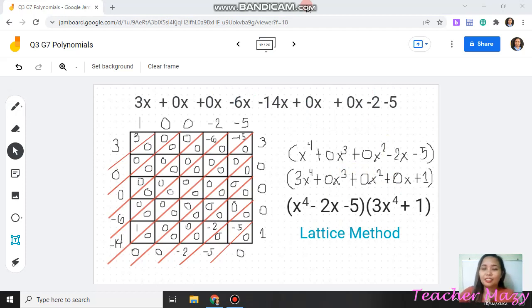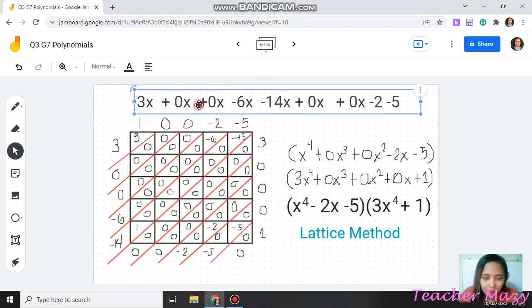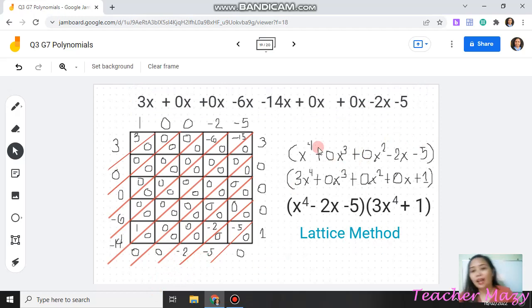Okay, since it is a very long polynomial, I put it on the top. So let's arrange: 3x, 0x plus 0x minus 6x minus 14x, 0, 0x, 0, 0x here, and then negative 2x, and then minus 5. So since the highest degree here is 8, put 8 here, and then in decreasing order.